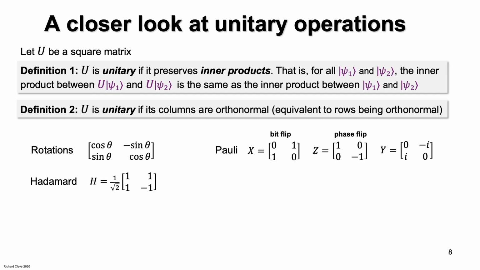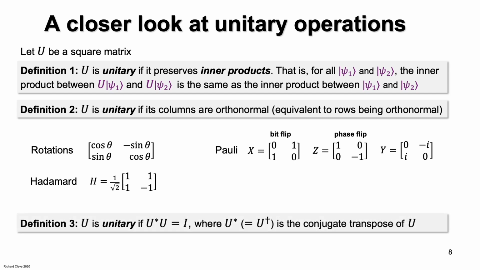The third definition of unitary is useful in calculations and is commonly seen in the literature. A square matrix U is unitary if U star U is identity, where U star is the conjugate transpose of U. That is, the transpose of U with all the entries conjugated. An alternative notation for U star, commonly used in physics, is U with a dagger symbol in the superscript.